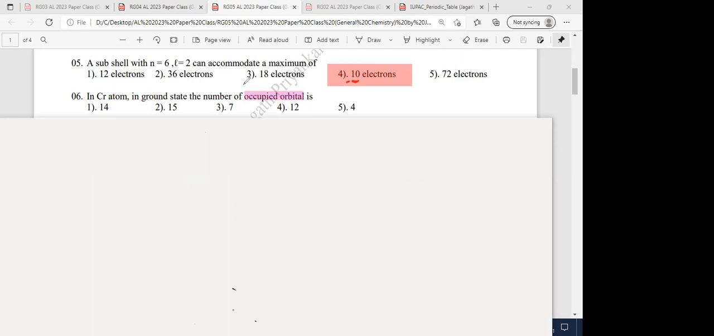Chromium atomic number 24. You can quickly write the configuration. Okay. Chromium atomic number 24. So then you can write here 1s2, 2s2, 2p6. Okay, wait a second. This is chromium, Cr, atomic number 24.